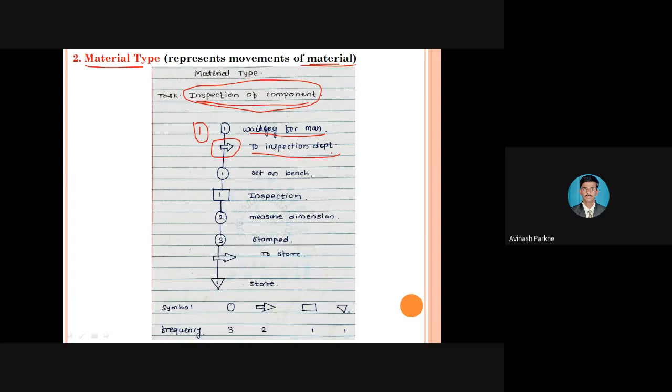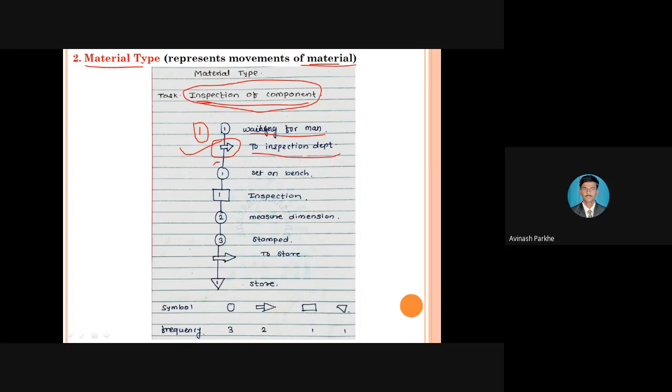The material is in the hand of that particular worker, but here we have to represent the movement of the material only. So that movement is represented by the second symbol, that is transport, which means your material starts moving towards the inspection department.